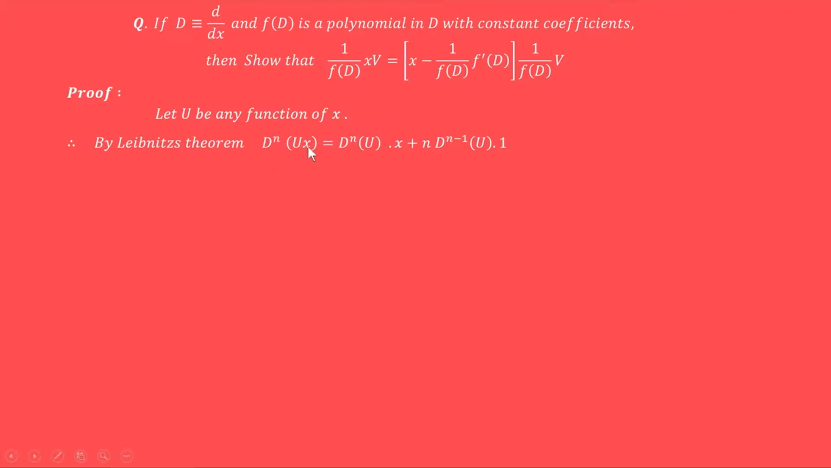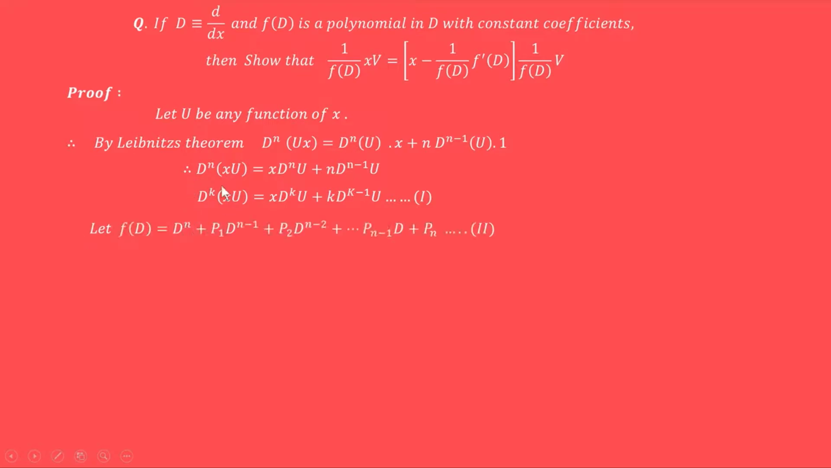And so D raised to n of ux is equal to D raised to n u into x, plus n D raised to n minus 1 u into 1. So you can write this as D raised to n of xu is equal to x D raised to n u plus n D raised to n minus 1 u. So this is the nth derivative of this product. Instead of n, we can put k. So we get D raised to k of xu is equal to x D raised to k u plus k D raised to k minus 1 u. And this is equation number 1.